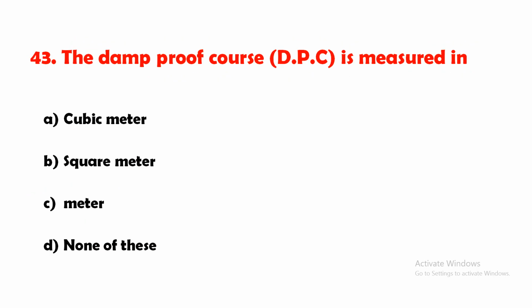The damp-proof course is measured in: cubic meter, square meter, meter, none of these. The answer is, the damp-proof course is measured in square meters.